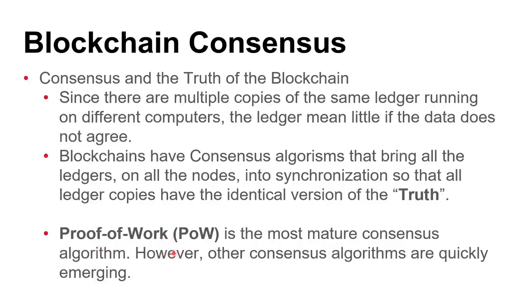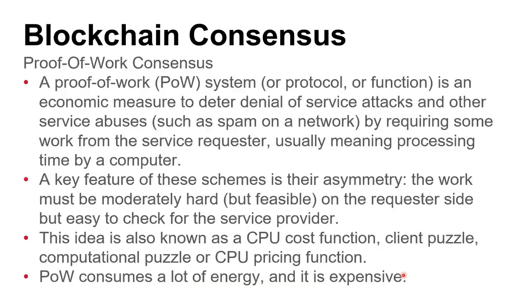So let's remember that blockchains are built one block at a time. If I win the proof of work, I'm only sending the most recent transactions to the other nodes. So it's just one block, and that is our new version of the truth. Proof of work, again, is what Bitcoin uses. However, other consensus algorithms are beginning to quickly emerge.